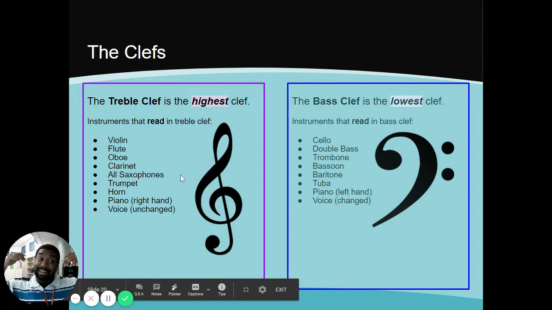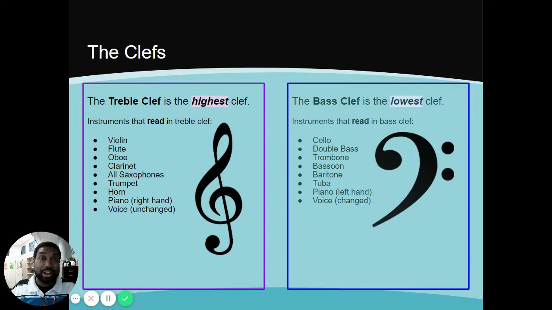Because your voice is still a little high up there. Trust me, I'm going to let you hear one of my old tapes. My voice was really way up here. But when you guys get older and your voice drops, then you come to the bass clef.